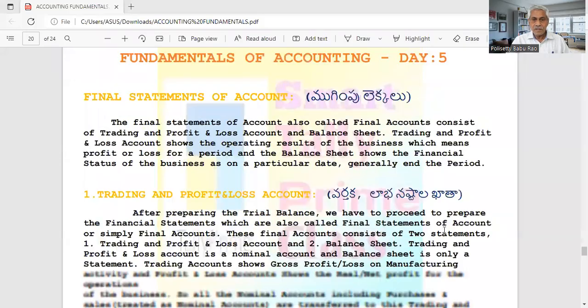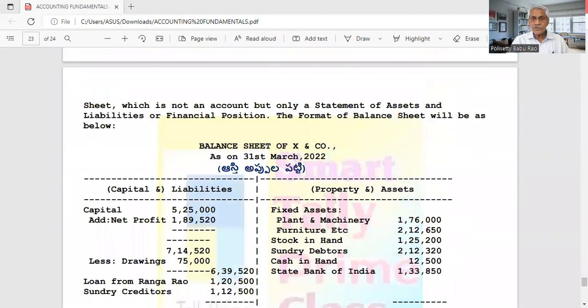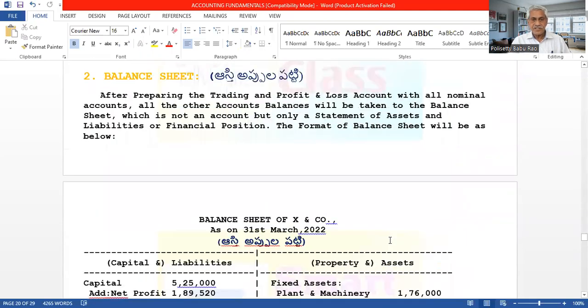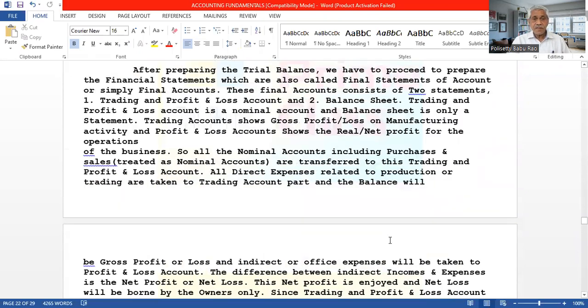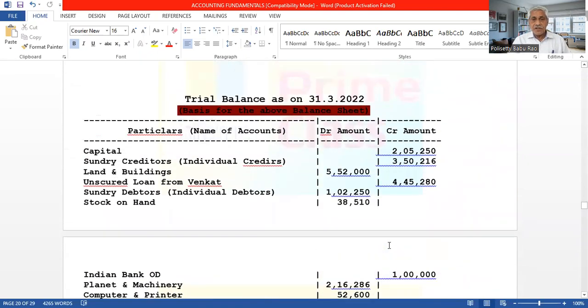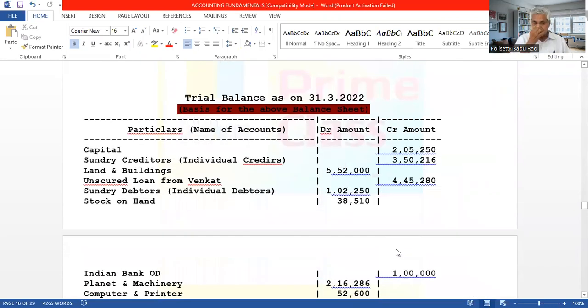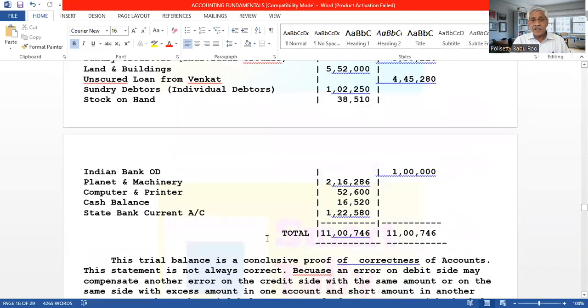Coming to the subject, we will go to the screen. Yesterday, on day 4, we completed the trial balance.